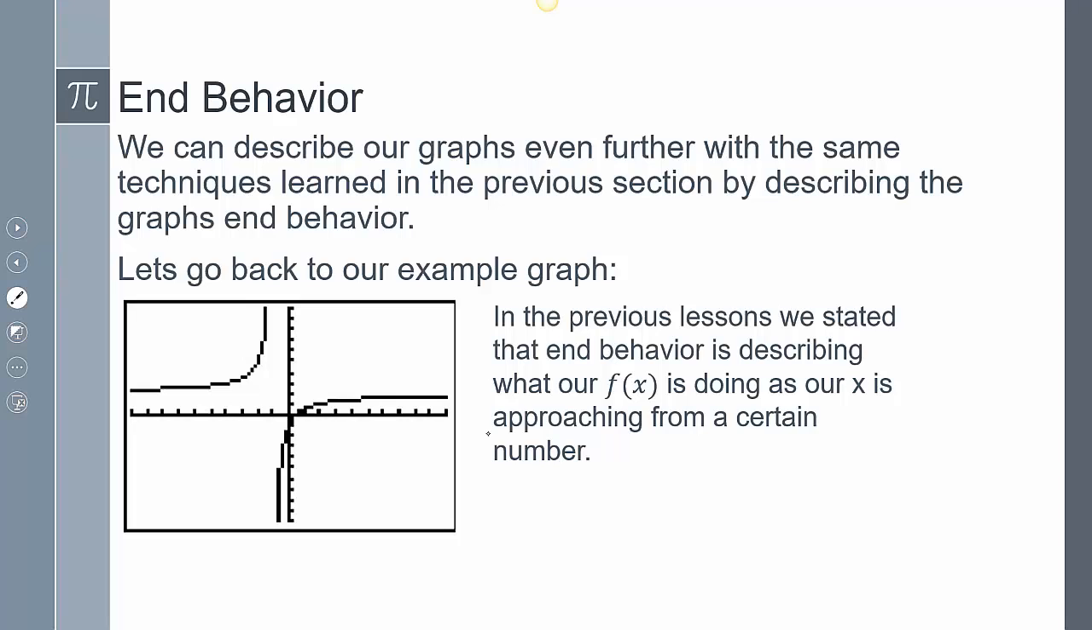Now remember, in previous lessons when we examined polynomials, end behavior describes the ends of the graph. Like what happens if I go this way to infinity, this way to infinity? What's going on there? And so remember, we're describing what our f of x is doing as our x is approaching a certain number.